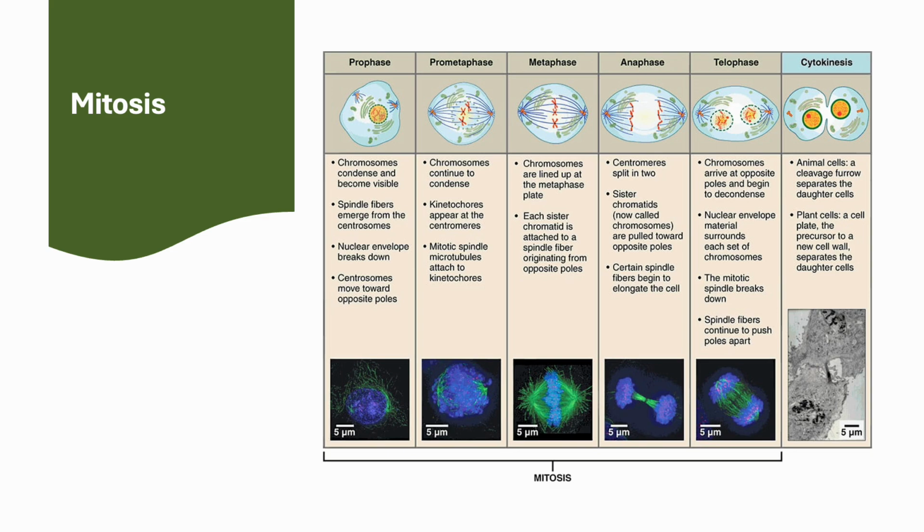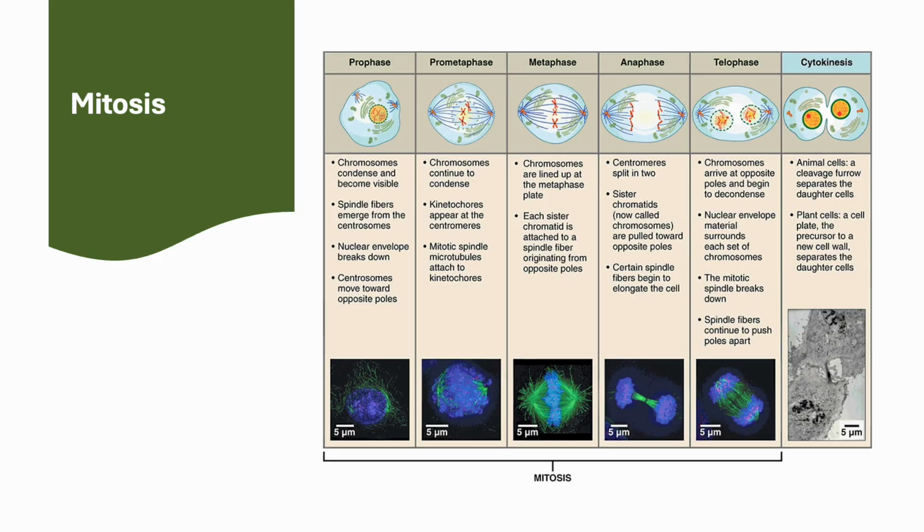Prometaphase is the late stage of prophase. Chromosomes will continue to condense. Kinetochores appear at the centromeres. Mitotic spindle microtubules attach to the kinetochores there, so they will stretch and come to attach at the kinetochores.